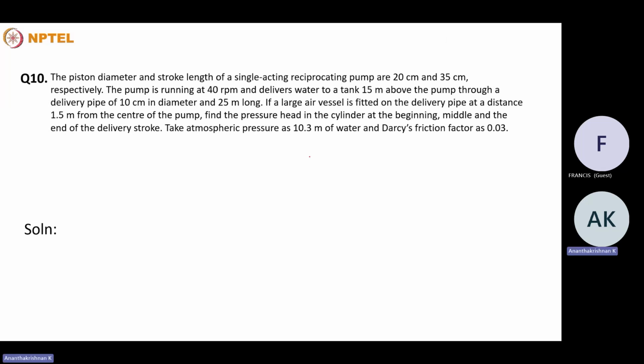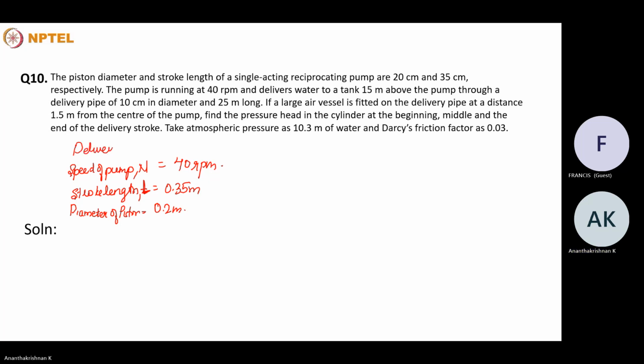Can you see the question? In this particular problem, we'll write down the parameters which are given. We know the diameter of the piston, equal to 0.2 meters. The stroke length L equal to 0.35 meters. Speed of pump N equal to 40 RPM. The delivery head, the static height of the delivery tube for the discharge pipe, is equal to 15 meters.